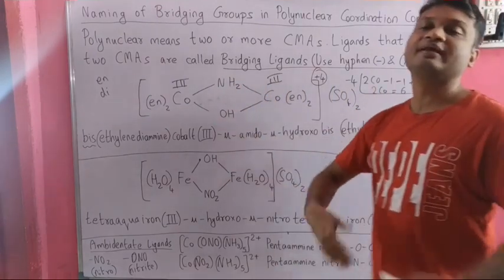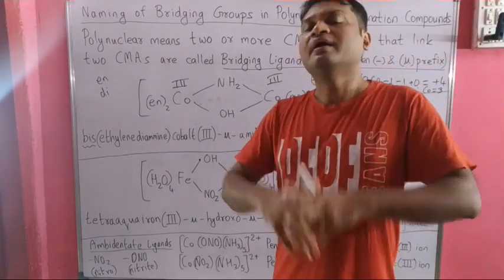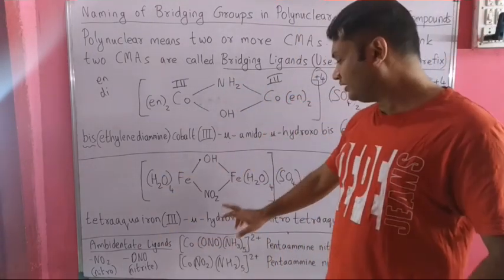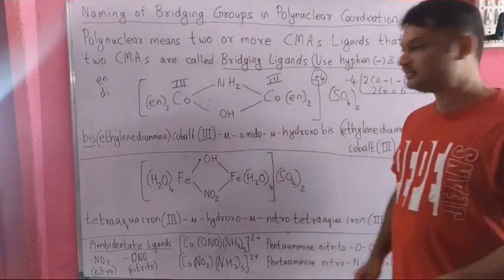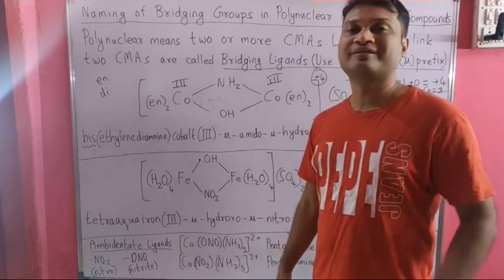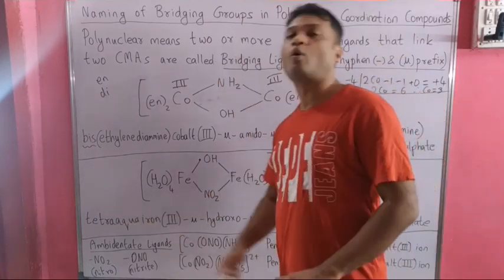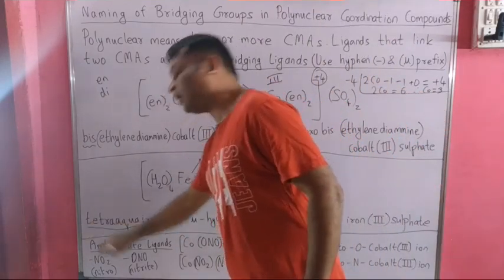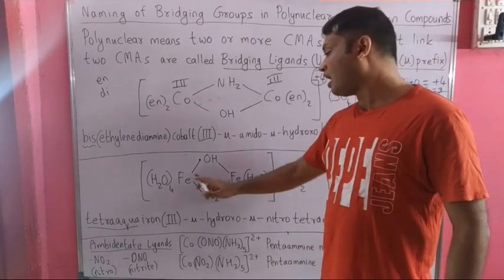So this is the nomenclature of this compound. Let us use the same rule to name this compound. It is very easy. In this case we have 4 H2O groups. That means tetraaqua. Now after that we have iron.